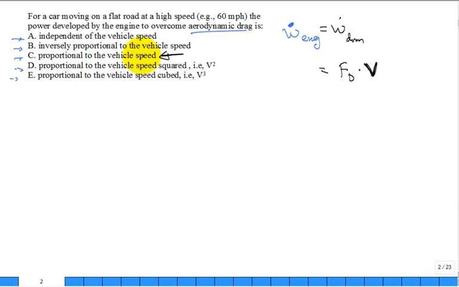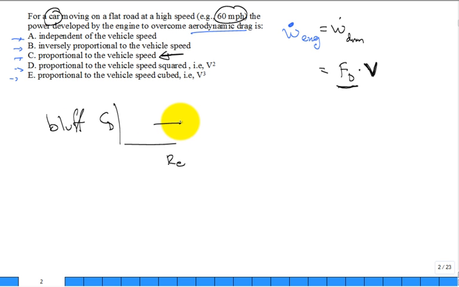But the drag force on an automobile, we would consider that either a streamlined body or a bluff body traveling at this speed. B-L-U-F-F, bluff body. What do we know then? That the drag coefficient is not a function of the Reynolds number, which is rho v, some length scale divided by mu. It's not a function of v, right?